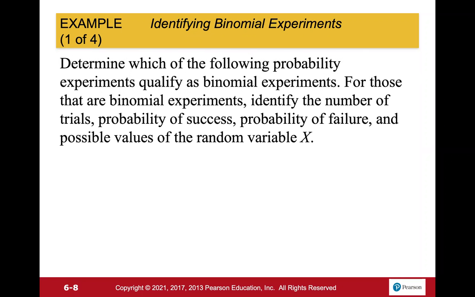Let's write this stuff down really quick. So for those that are binomial experiments, identify the number. So we're going to identify whatever n is. So identify n, number of trials, probability of success, p, probability of failure, 1 minus p, and possible values for the random variable x, and what values of x we have.